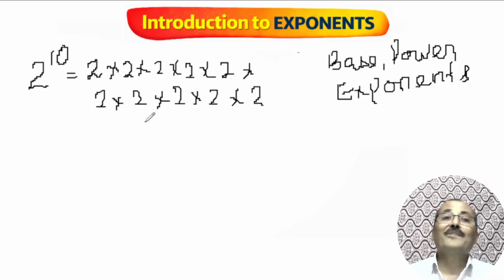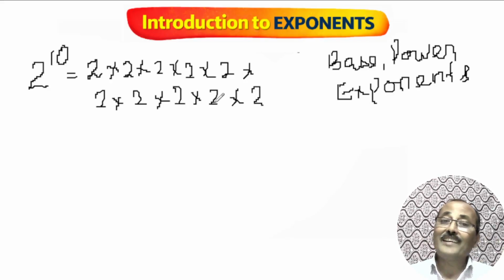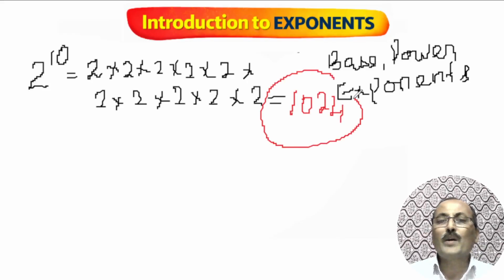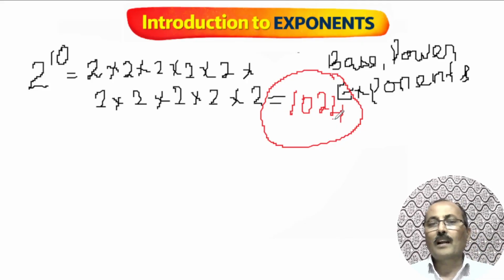Now try to find it. 2 2s are 4, 4 2s are 8, 8 2s are 16, 16 2s are 32, into 2 is 64, into 2 is 128, into 2 is 256, into 2 is 512, into 2 is 1024. The answer for this is 1024. Do you know what this is? Why did I write this number and what is the importance of 1024? Yes, it plays an important role in the computer itself.